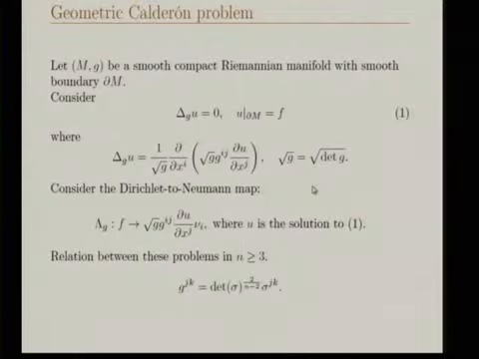So if n is greater than or equal to 3, then you can go back and forth between the Calderon problem that I just mentioned for the non-isotropic case and the geometric Calderon problem that I mentioned here. You can go back and forth between these two. These two are equivalent.